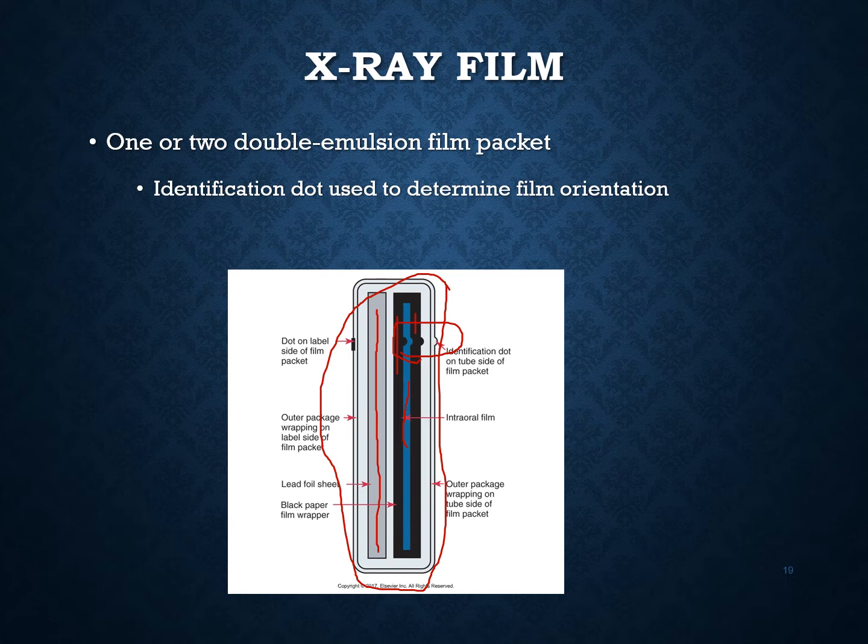So it can be double emulsion film is what this is talking about. And it basically just means that emulsion is on both sides of the film, which we talked about when we were looking at how film is made. There's the base and then there's emulsion on both sides. That is because it takes less radiation to get a diagnostic radiograph when there is emulsion on both sides, capturing that energy, than it does if we use single emulsion, like a single side of emulsion.